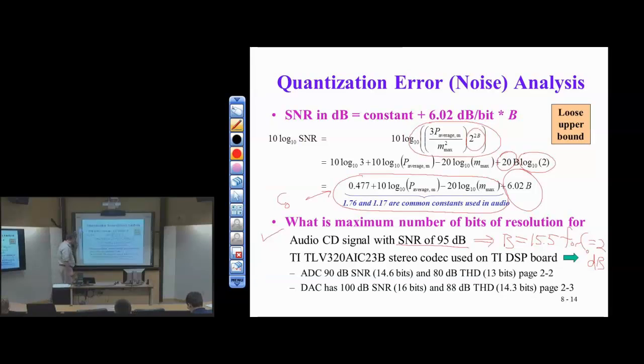Why don't we just say 15? You can, but it's really 15 and a half. So it's 15 good bits, and then that last bit has lots of noise in it.